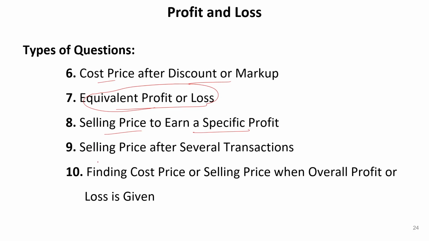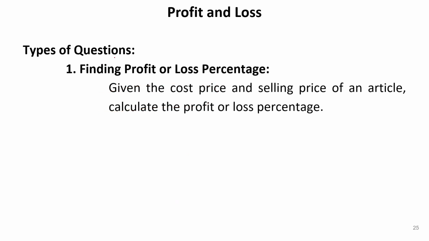So selling price to earn a specific profit. This is the eighth kind of question. So the ninth kind of question is on selling price after several transactions. Okay, and the 10th kind is on finding cost price or selling price when overall profit or loss is given to us. So the first kind of question is on finding profit or loss percentage.